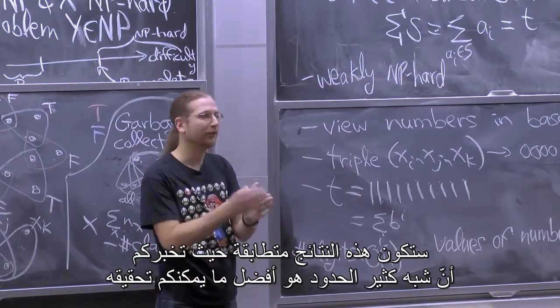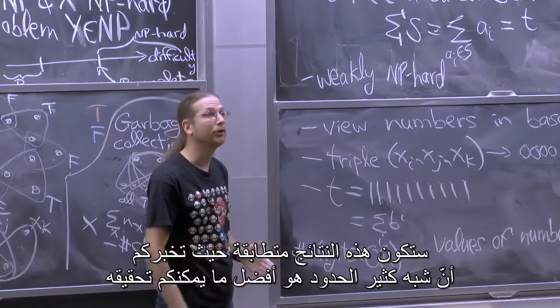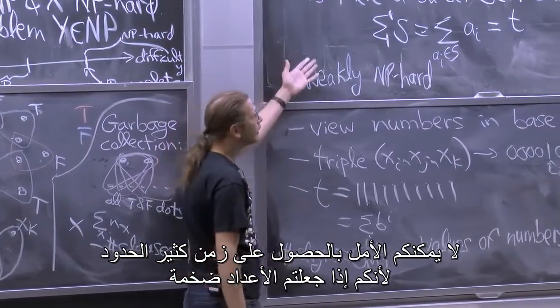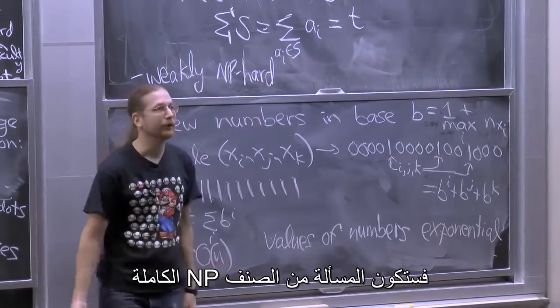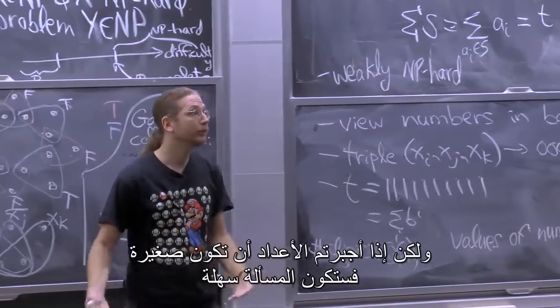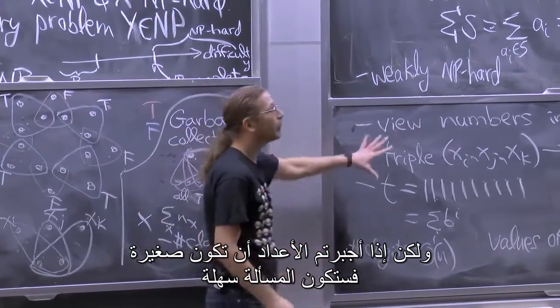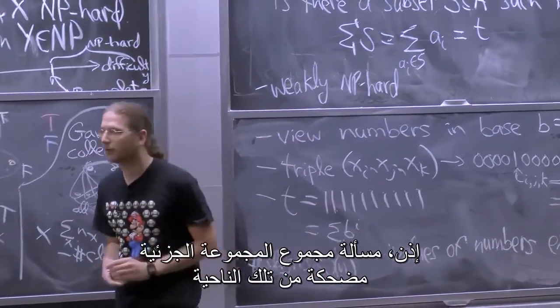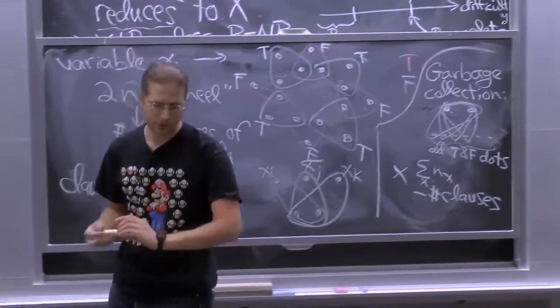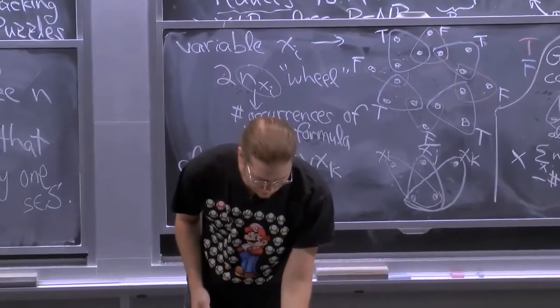That's kind of a matching result. Pseudo-polynomial is the best you can do. You can't hope for polynomial, because if you let the numbers get huge, then the problem is NP-complete. But if you force the numbers to be small, this problem is easy. So subset sum is a little funny in that sense. Cool.